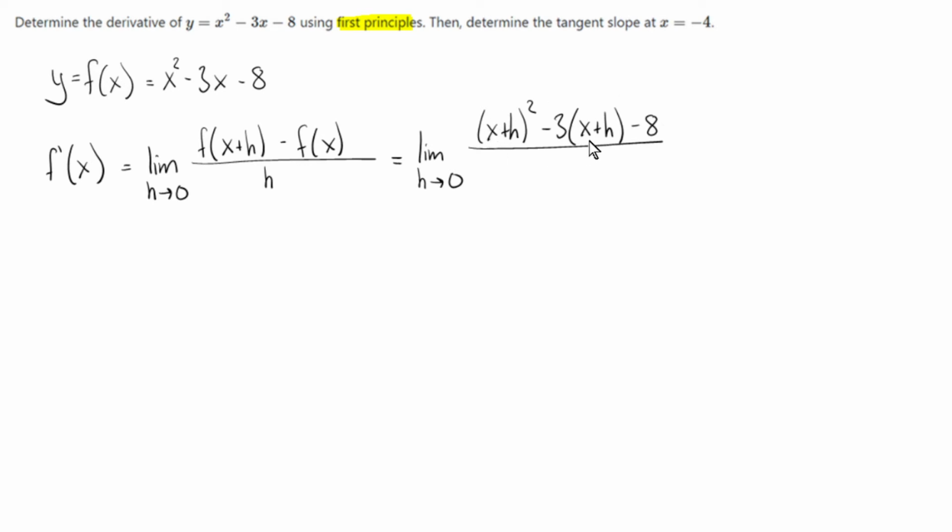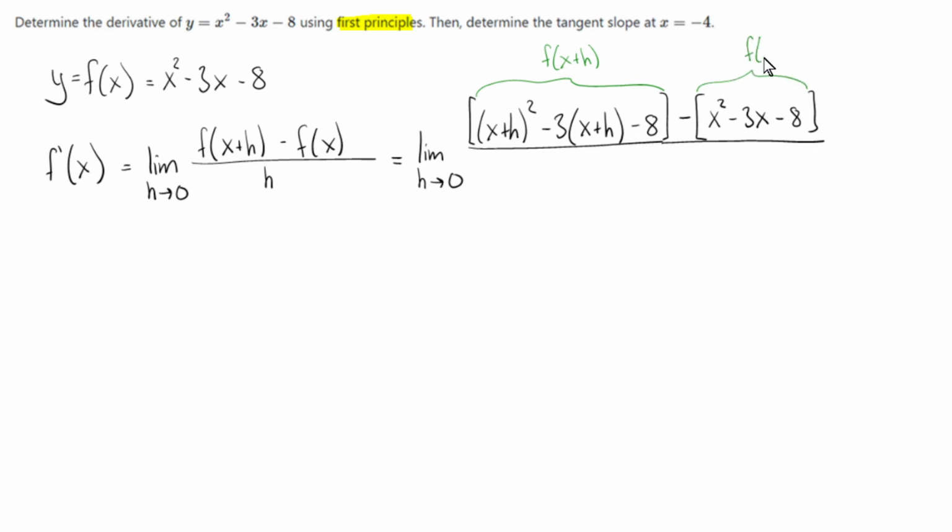So this entire thing is the f of x plus h. Now I'm going to put this in brackets like that. And then we're subtracting f of x, which is simply x squared minus 3x minus 8. So this expression here, that is our f of x plus h. And this expression here, this is our f of x. And in the denominator, we just have h.